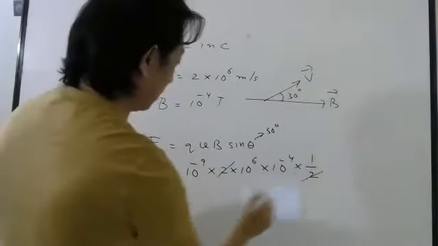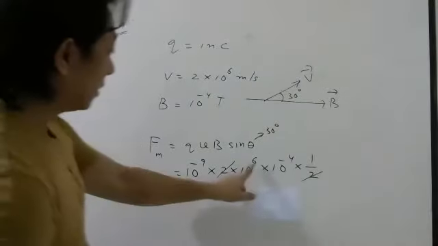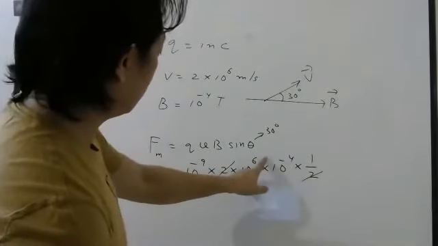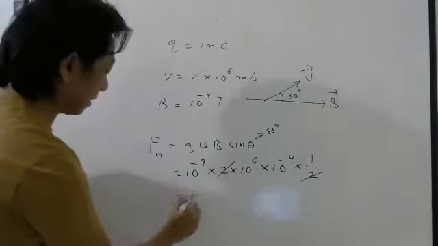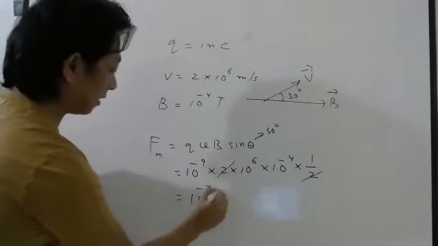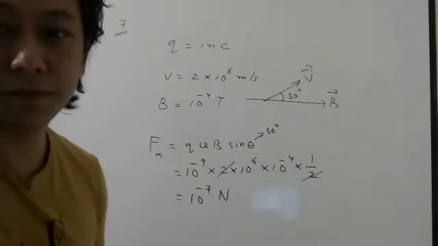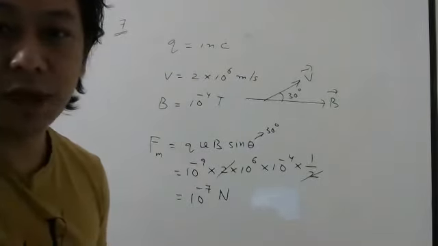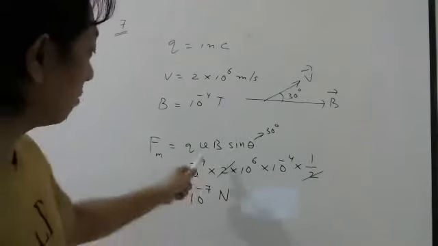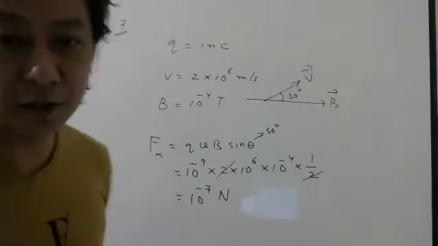This 2 and 2 will cancel. 6 minus 4 will be 2. 2 minus 9 will be minus 7. So 10 power minus 7 Newton. Okay, very simple question. Direct application of this formula. Substitution, nothing to do.